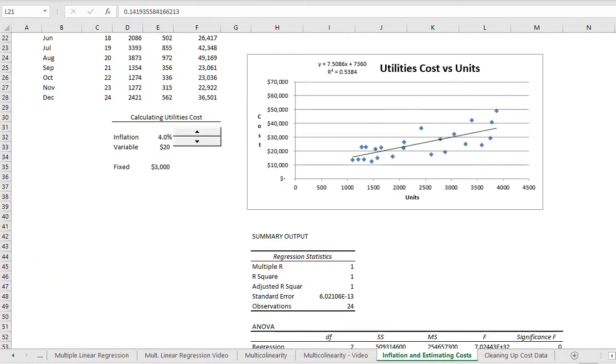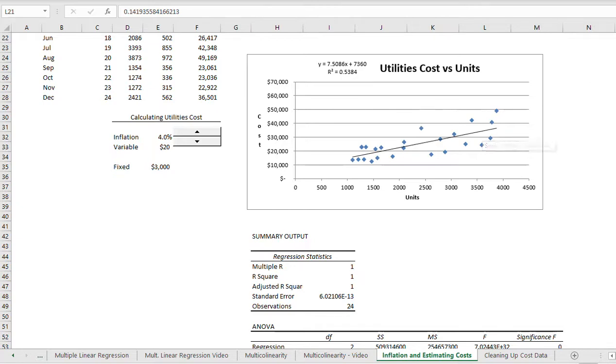If we take a look at a simple plot between utility costs and units produced, we see a fair amount of variation between our costs and the units we produce. By that I mean there's a fair amount of dispersion in our data points around our central trend line. And again, this represents the results of just a simple linear regression.